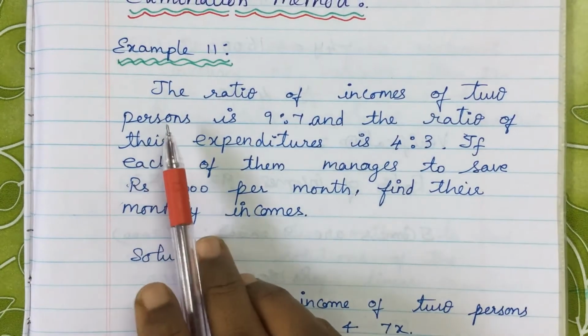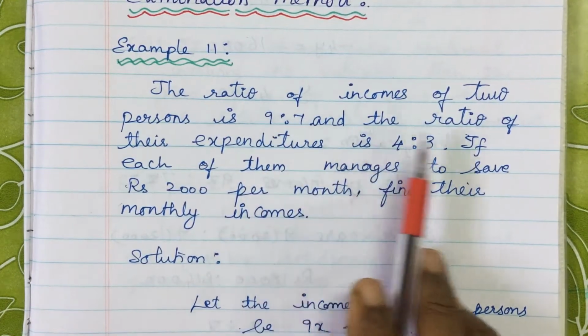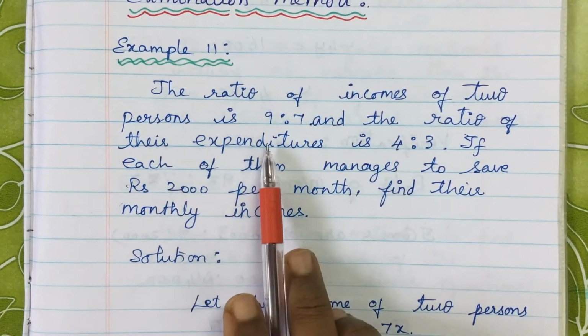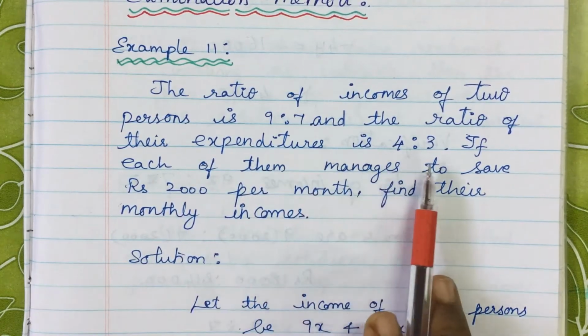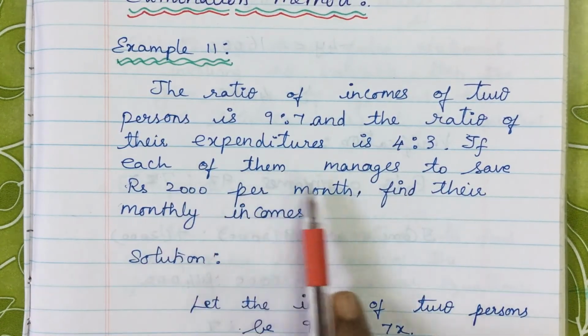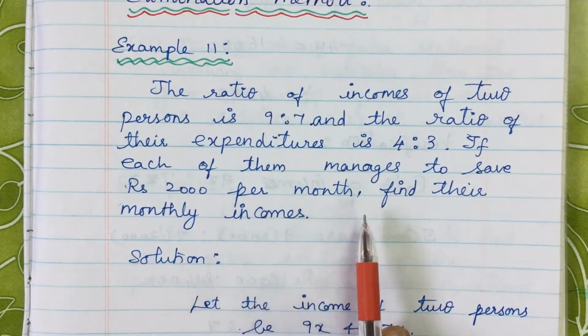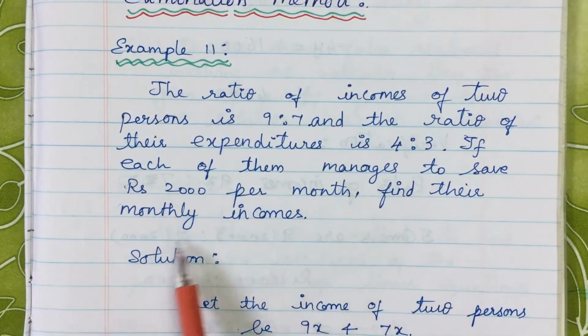So what is your example 11? The ratio of incomes of two persons is 9:7 and the ratio of their expenditure is 4:3. If each of them manages to save rupees 2000 per month, find their monthly incomes.